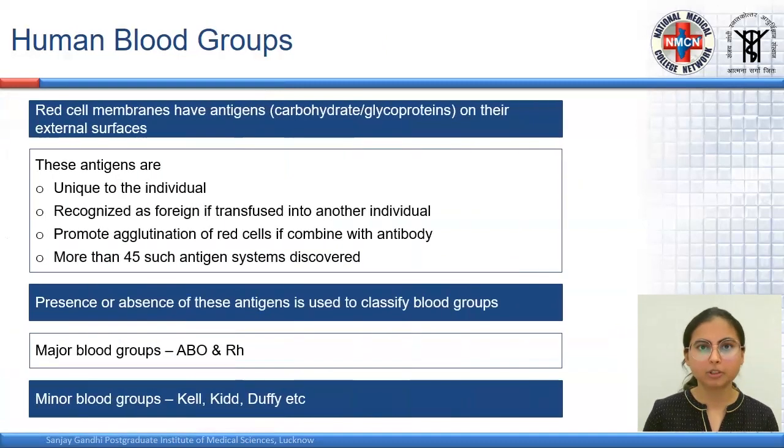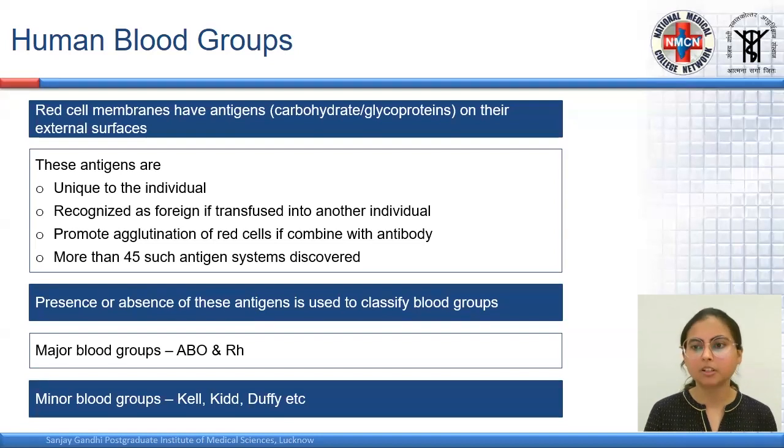So a brief introduction about the blood groups. What are human blood groups? The red cells have certain antigens on their membrane surface, which can be either of carbohydrate type or glycoprotein type. These are called the antigens. The ABO blood group system mainly has carbohydrate antigens, while the RH blood group system has glycoprotein antigens. These antigens are unique to the individual. They are considered foreign if they are transfused to another individual. If those antigens come in contact with a similar affinity antibody, it leads to agglutination of those red cells.